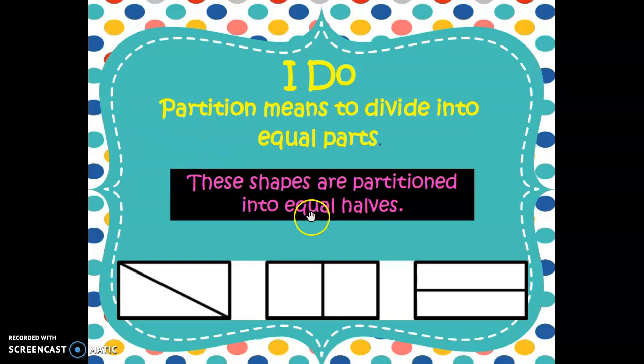These shapes are partitioned into equal halves. We have a rectangle that goes diagonally, another rectangle vertically, and another rectangle right here that goes horizontally. And they're all partitioned into halves. We have one half over here, another half here. Okay, one half, another half, one half, one half.